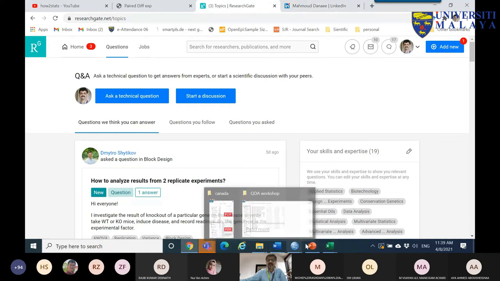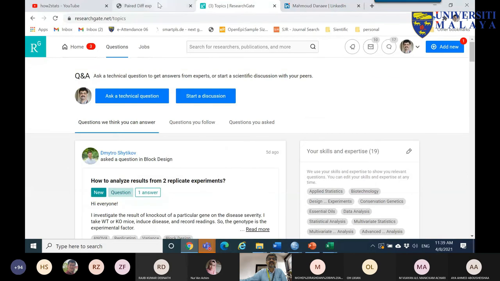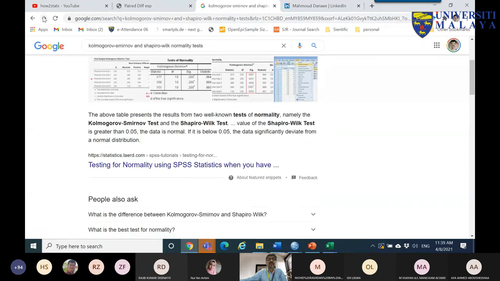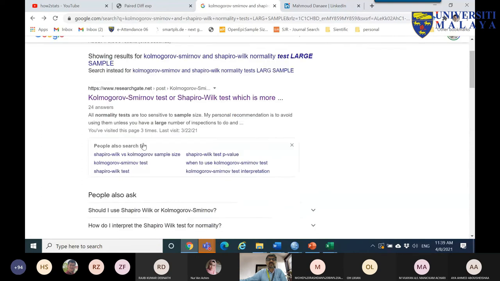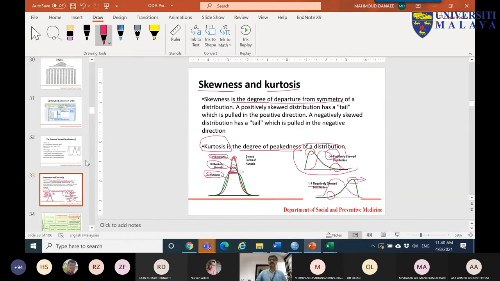Okay, sorry, back to the slides. So now, this is the question that someone asked regarding the Kolmogorov-Smirnov test, correct? For normality test. And always on ResearchGate, if you have any questions, the answer will be at the top. Again, I remind you, if your sample size is more than 30 or 40, do not use Kolmogorov-Smirnov. It's very sensitive. Okay, so this is about the normality test.